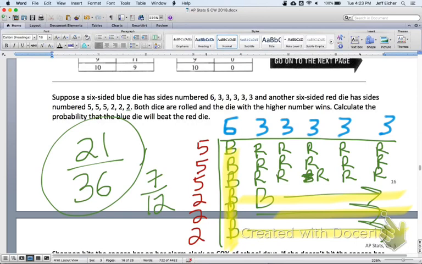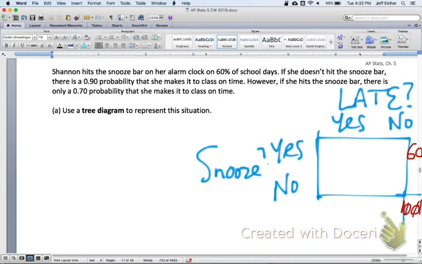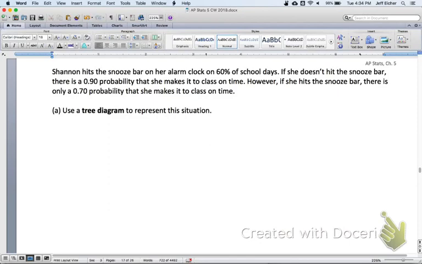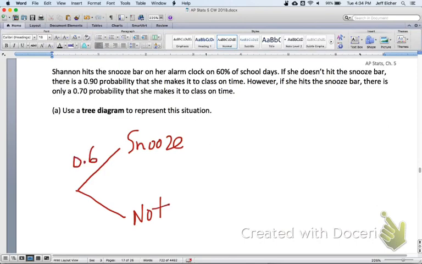That's enough for that. So let's actually look at our content for today, which is about tree diagrams. So let's turn the page. Let's make a tree diagram to represent this situation. Shannon hits the snooze bar on 60% of school days. So tree diagram, we have snooze. She hits the snooze bar or not. And on this branch, we put the 0.6. On this branch would be the complement, so that would be 1 minus 0.6, which is 0.4.